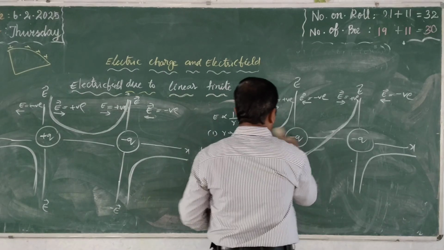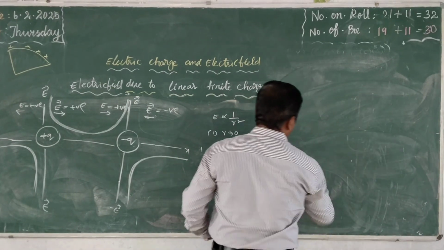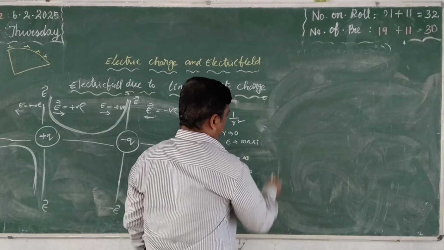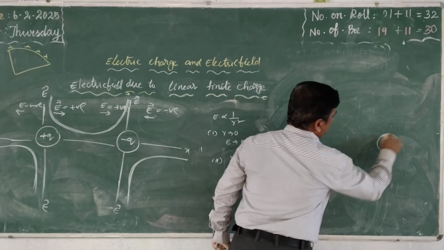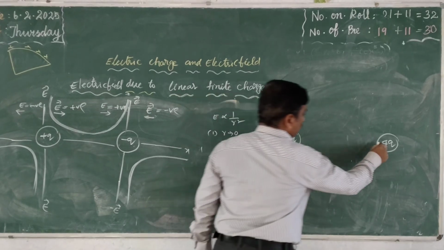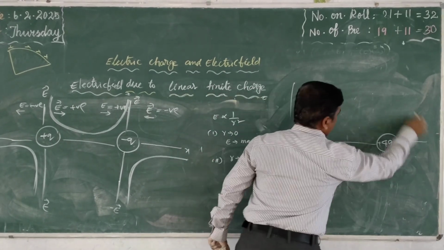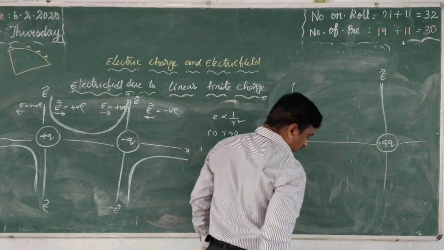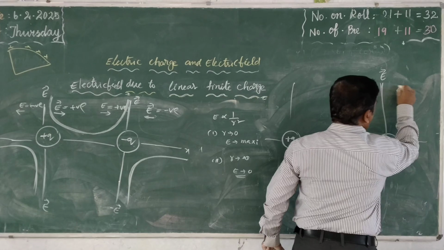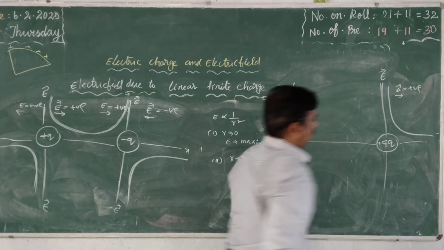We can take here plus q and 4q, meaning different, not the same magnitude. Here the charge is plus and here also plus, but the magnitude is changed. How is the graph here? For example, for the electric field here, which direction? Away means positive. This is the graph.